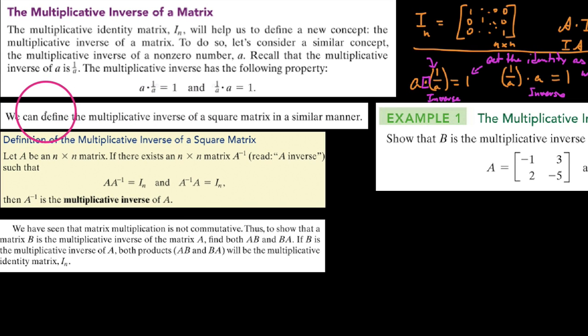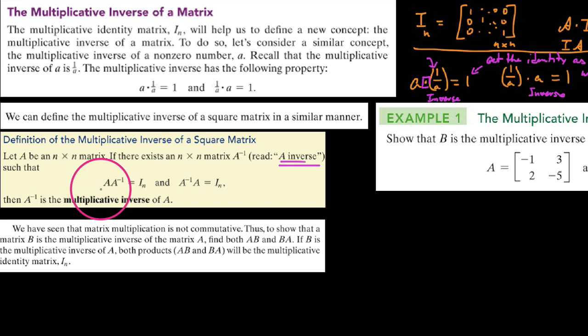So in this video, we're going to define what we call the multiplicative inverse of a square matrix, and we're going to refer to this inverse of a square matrix as just A inverse. So let's read through this here. We say the definition of the multiplicative inverse of a square matrix: letting A be an n by n matrix, if there exists an n by n matrix A inverse, then these statements would hold true.